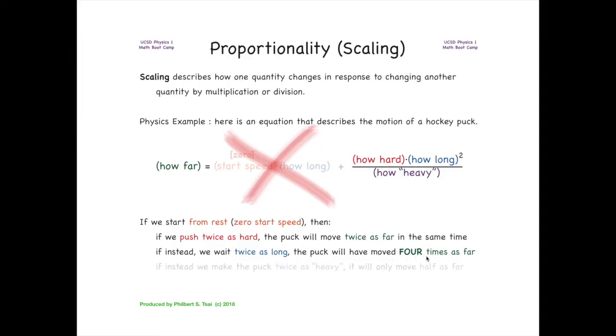And because of that squared factor, if we wait twice as long, the puck will have moved 4 times as far. Finally, we could choose to make the puck twice as heavy, in effect changing how heavy the puck is while leaving the force and how long we apply the force for unchanged, so that this set of terms up top becomes unchanged or constant, and thus our proportionality constant. And we now have an equation that says how far the puck will go is equal to a proportionality constant over the variable that we changed. That's an inverse proportionality, and that tells us if we double the mass of the puck, it will move only half as far, assuming we've pushed with the same force for the same amount of time.